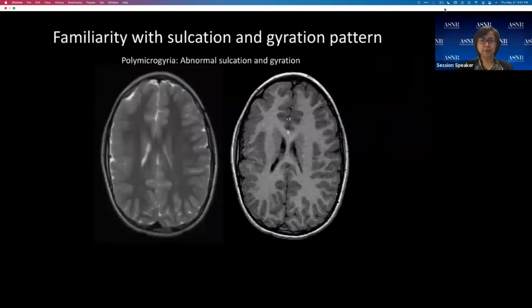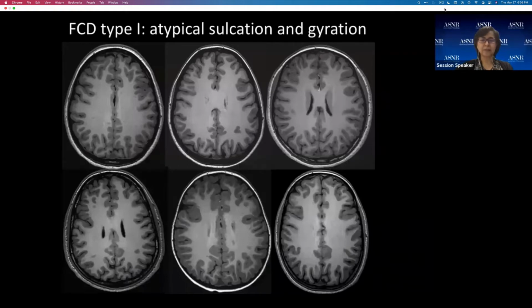The person reporting the scan should be familiar with normal sulcation and gyration pattern. When the sulcation and gyration pattern is very abnormal, such as in this case of right hemispheric polymicrogyria, it is easy to identify. However, when the sulcation and gyration pattern is mildly abnormal, it can be difficult to distinguish from normal variation.